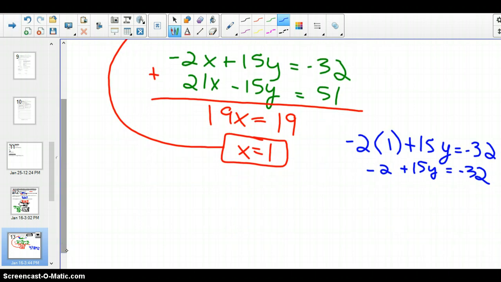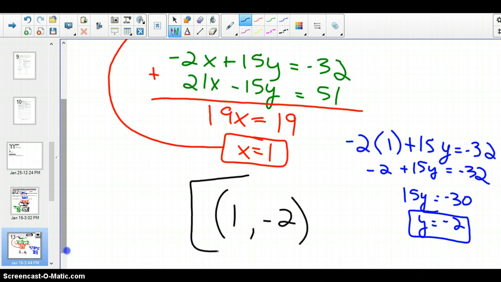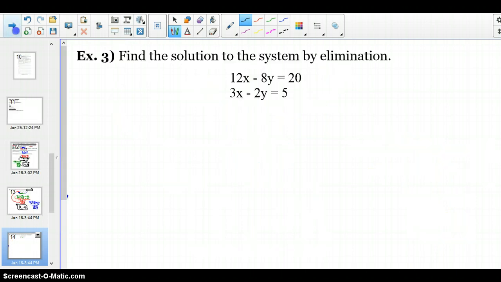If I add 2 to both sides, I get 15y is equal to negative 30. Y is equal to negative 2. Alright, so I have my solution now: 1, negative 2. Again, you could check that by taking that, plugging that back in for x and for y. Let's look at a few more examples.